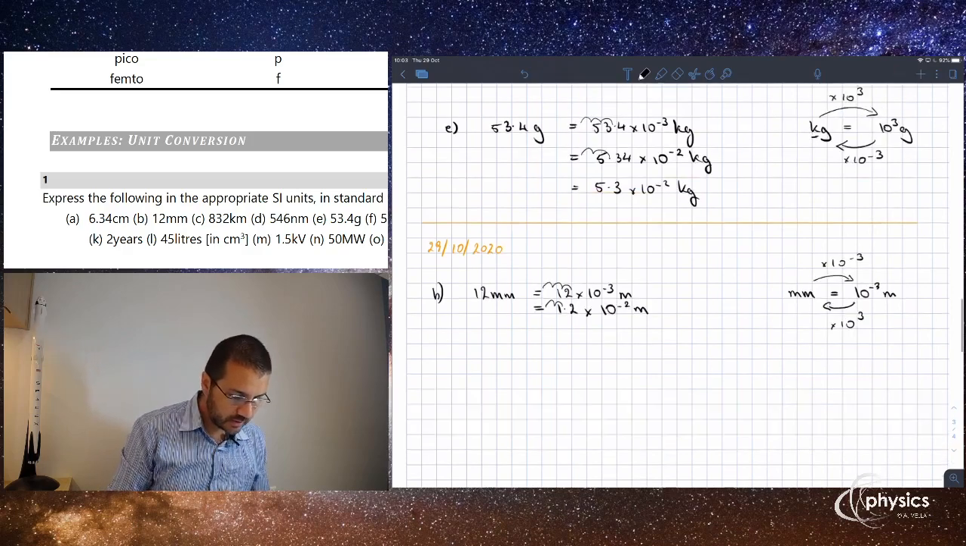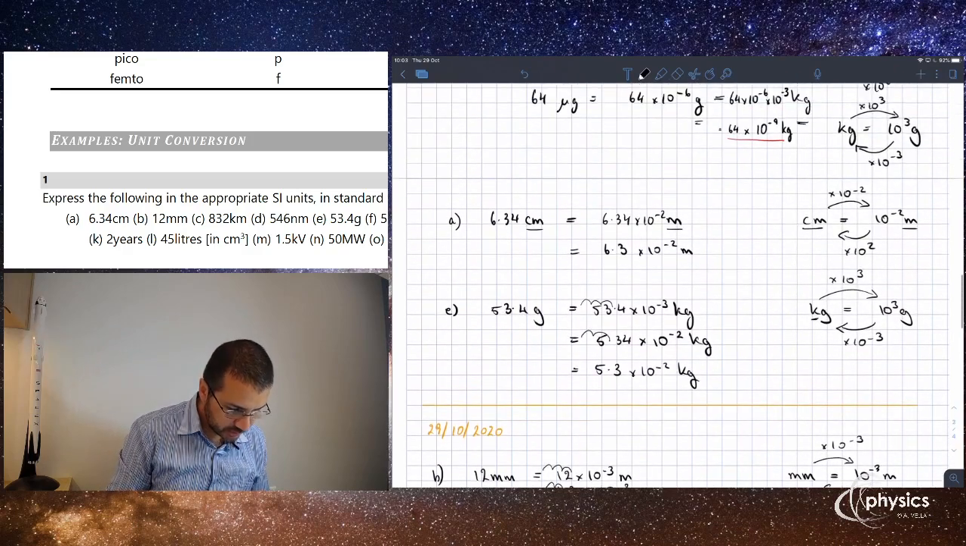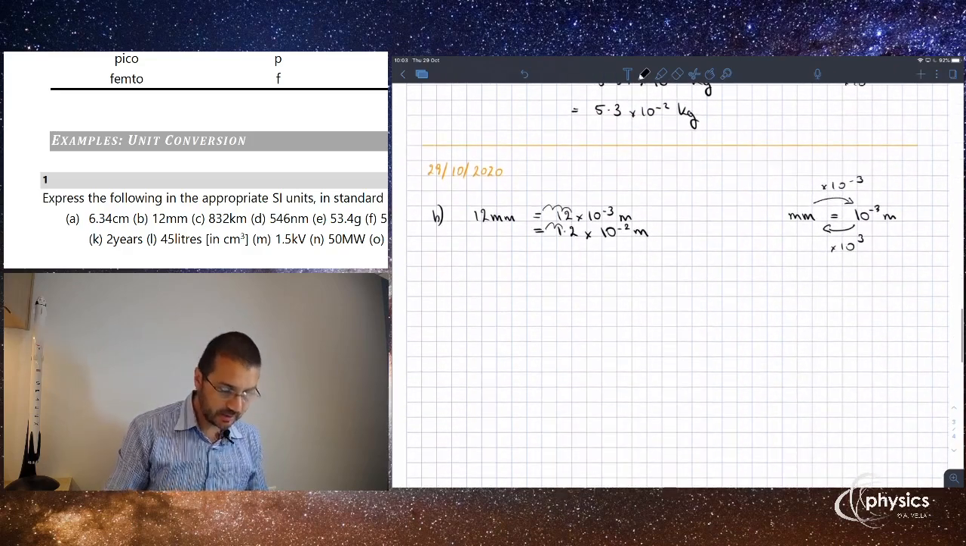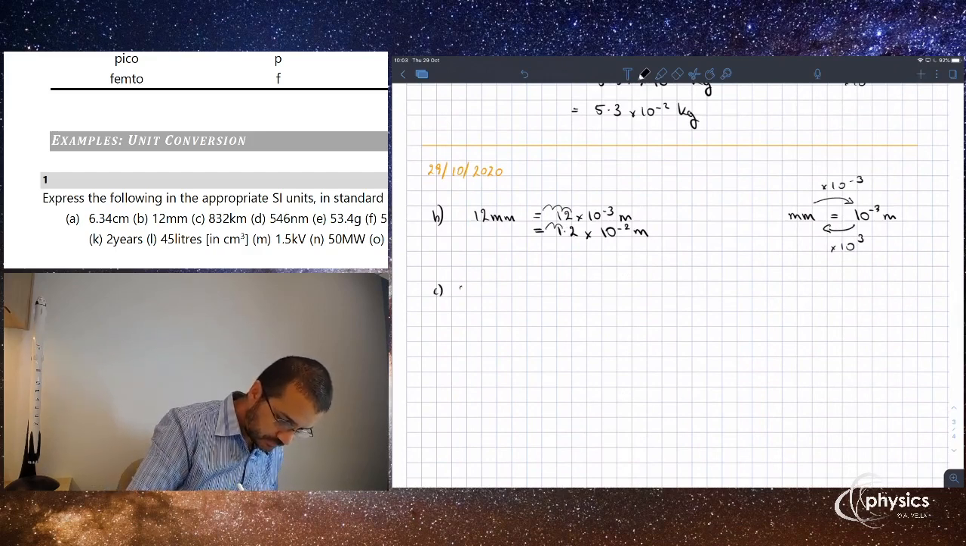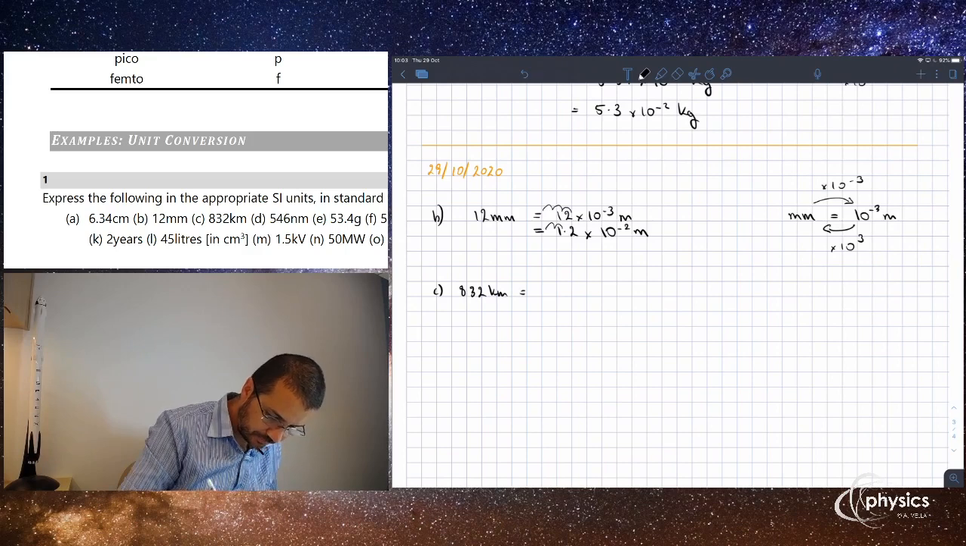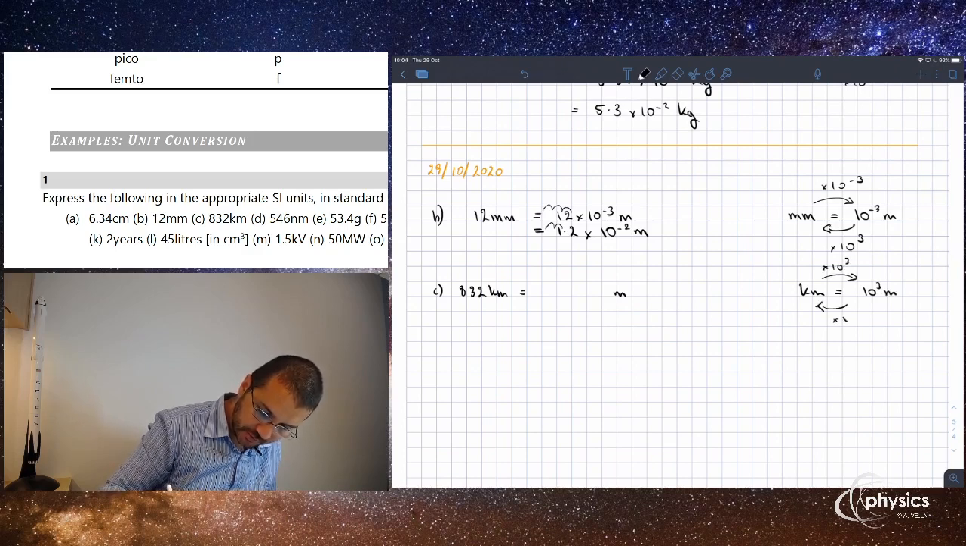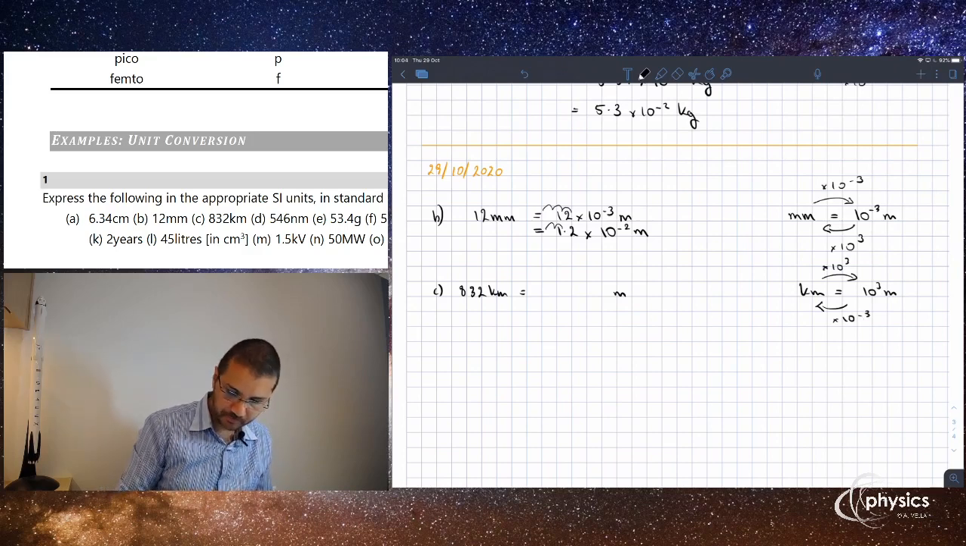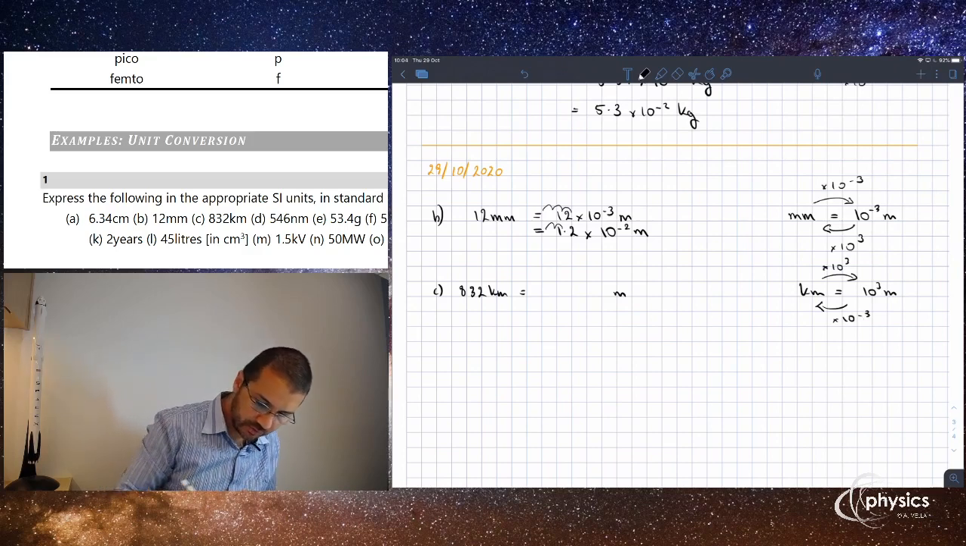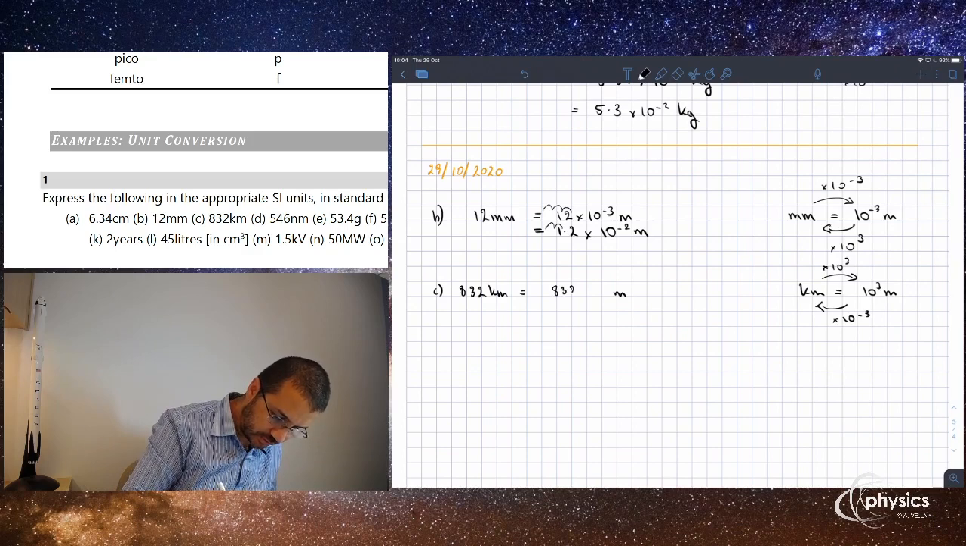C, we worked A and E. So C: 832 kilometers in meters. Now, kilometer, kilo means 10 to the 3. So to move in the direction, times 10 to the 3; in the opposite direction, times 10 to the minus 3. We're moving from kilometers to meters, so 832 times 10 to the 3.